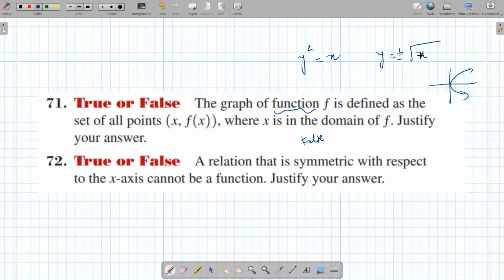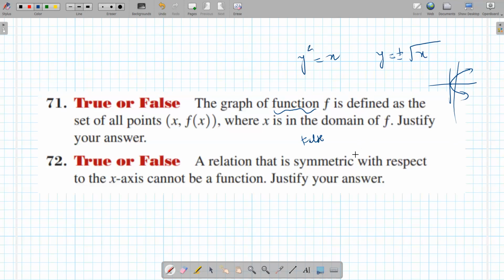You can have any x value that's in the domain here, right? But that does not mean the y or the f is a function, because it's going to fail the vertical line test. Okay. So this one's false.